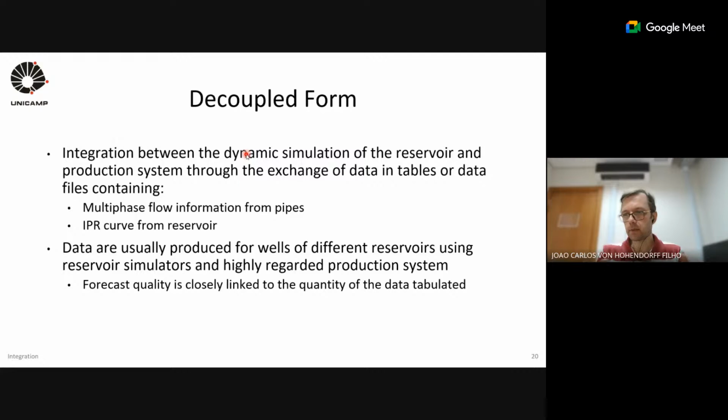And the idea is that one part of my system is fixed and I can use it to do the forecast of the other simulations. The people that use reservoir simulation commonly use the philosophy of vertical lift curves, or phase flow tables, which are usually produced for wells of different reservoirs.